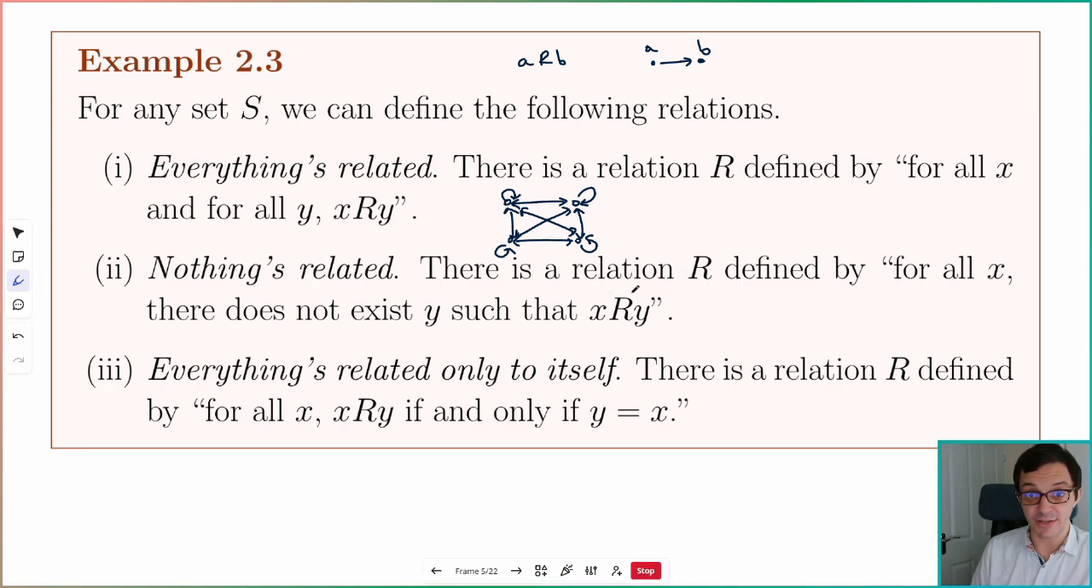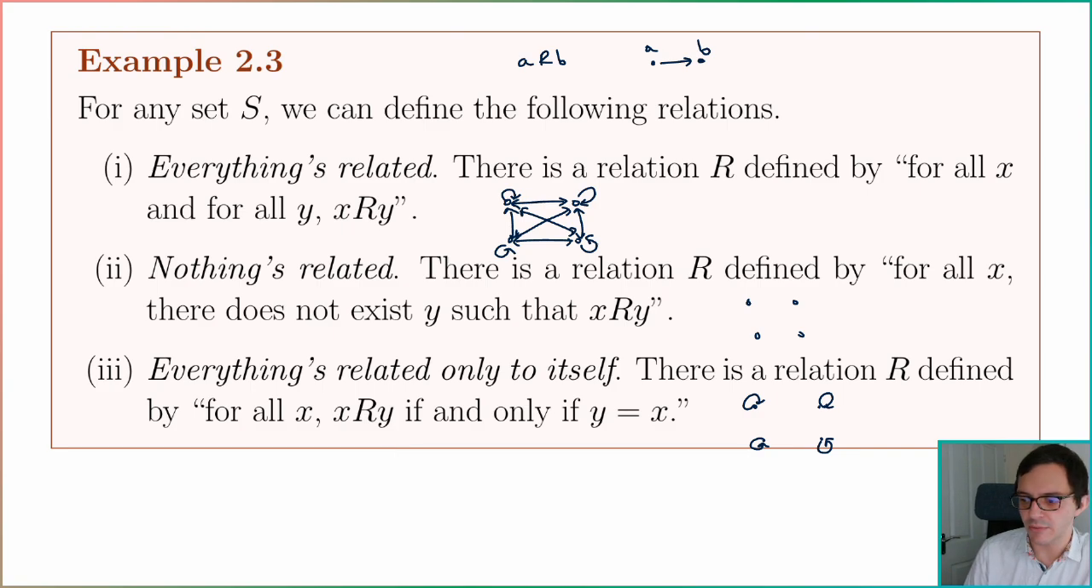In the second case, nothing's related. That was much easier to draw. For all X, there does not exist a Y such that X is related to Y. And part three, I've got this relation where everything's related to itself only, which I've written like this. For all X, X is related to Y if and only if Y is equal to X. So there's another one for you as well. Now, some of these have got particular properties. I think the not related one is my favourite. That's going to come up in some of our examples later on.